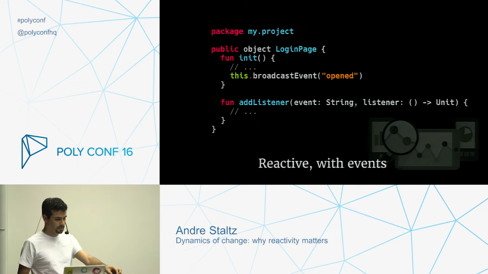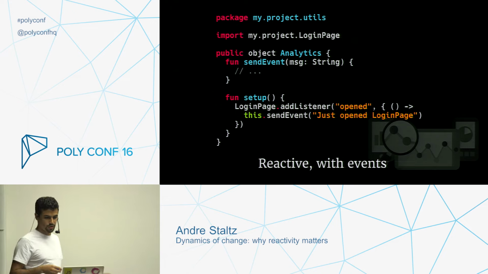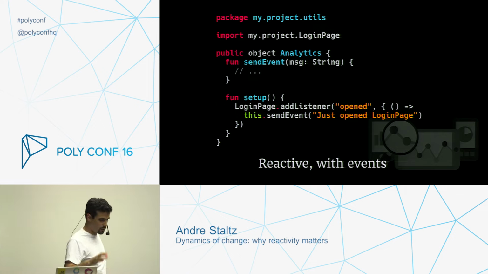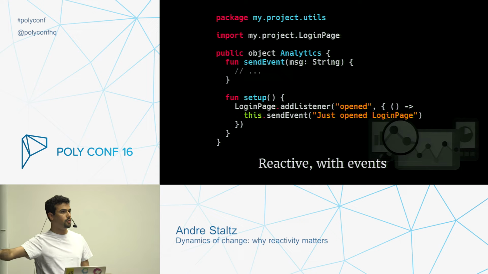And then it should be possible to listen to that event. So for instance, here I can make the analytics class that will import the login page, and then it knows how to set up a listener so that whenever opened happens, I'm going to send this event. What you get is that if you want to know how analytics works in my program, you open this class or this file, and you see everything. Also, if you want to turn off analytics everywhere, you can just remove this class, or you can just swap it with something else. That's really nice, right? Because we separated the whole analytics concern in one place.